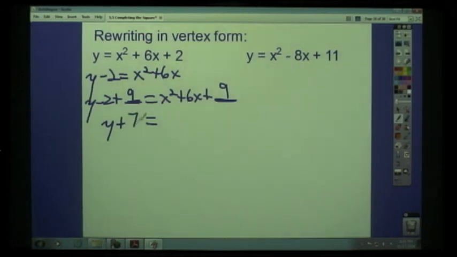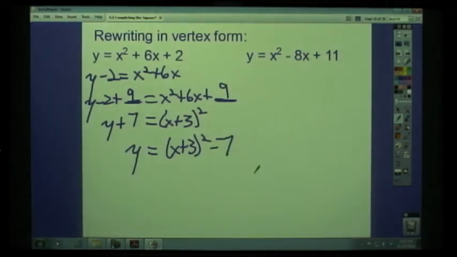It gives me y plus 7 on the left. On the right, that ends up being x plus 3 squared. Remember, 6 divided by 2 was what gave me the 3 here. Also gave me the 9 that I had to add to get the 7 over here. Do not take the square root here. All you need to do now is subtract the 7 over. So when you subtract the 7 over, you're going to get minus 7. There is my vertex form.